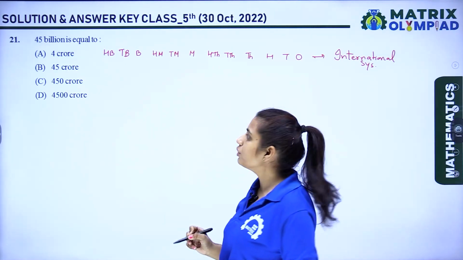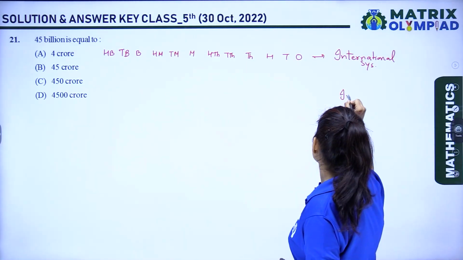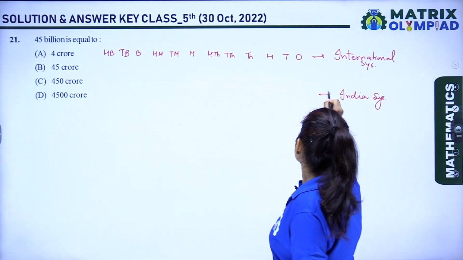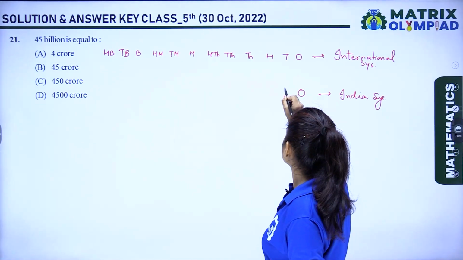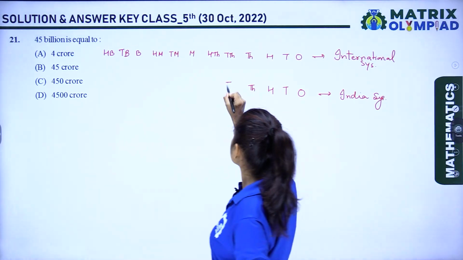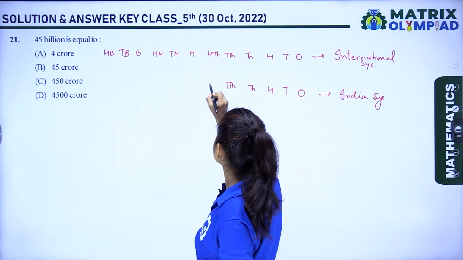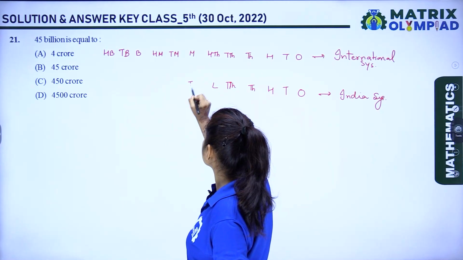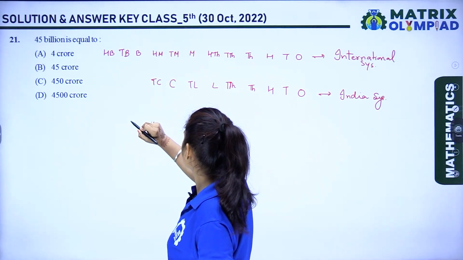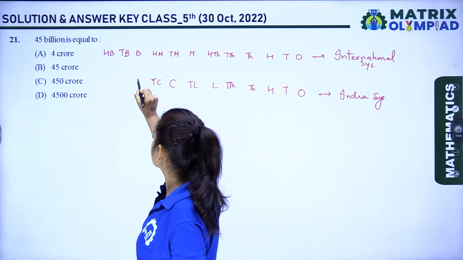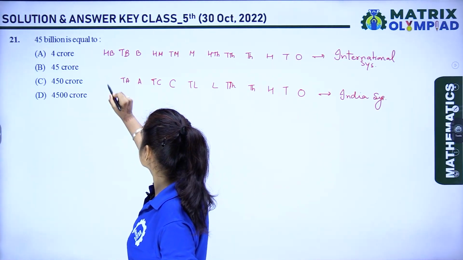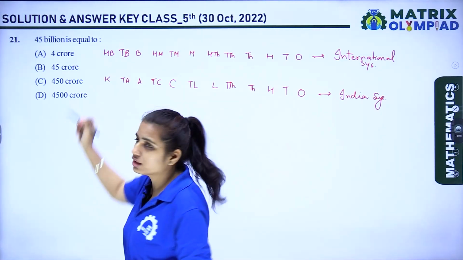Now let's write down the Indian system. According to the Indian system, we have the same ones, tens, 100, then 1000, then 10,000 we have, lakh, 10 lakh, crore, 10 crore, then we have Arab, 10 Arab, and so on.